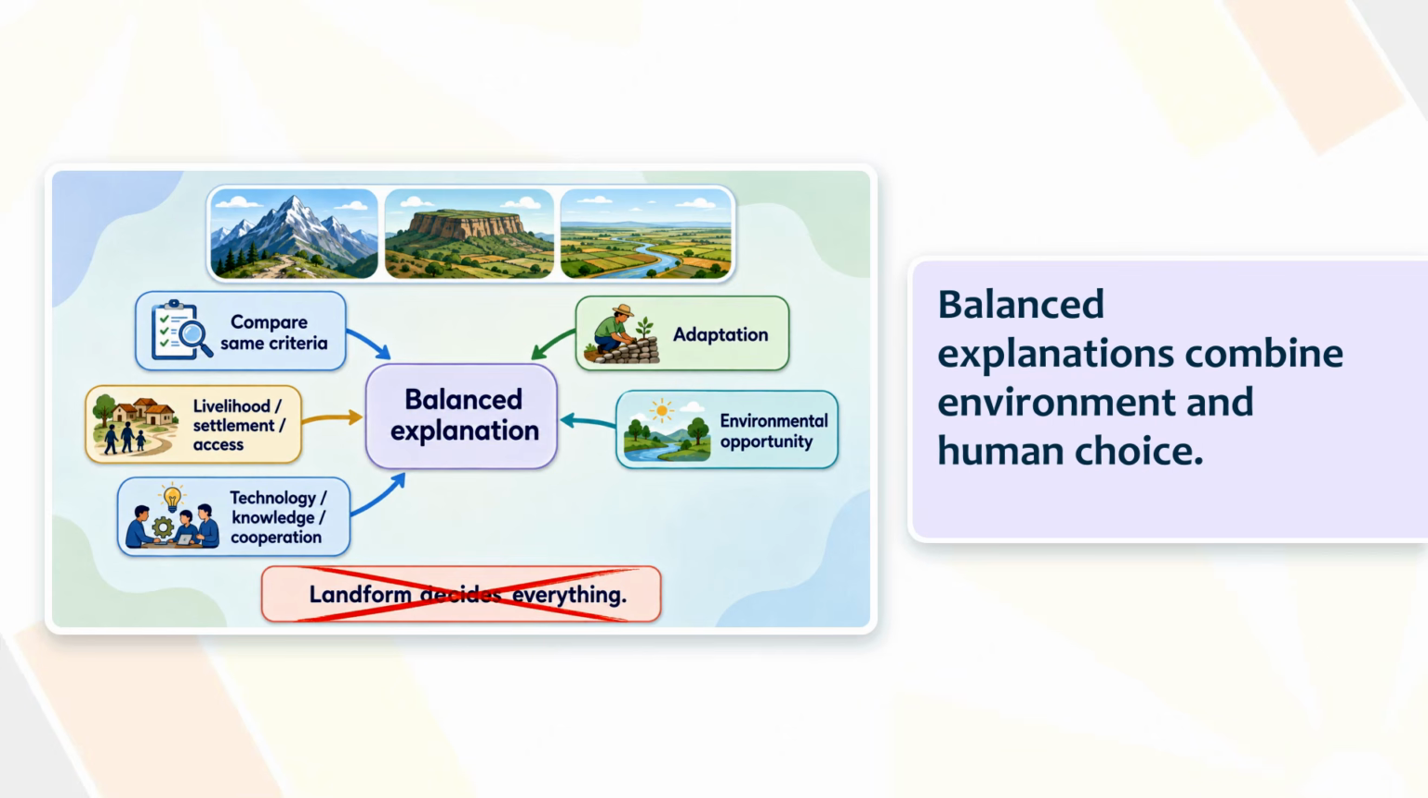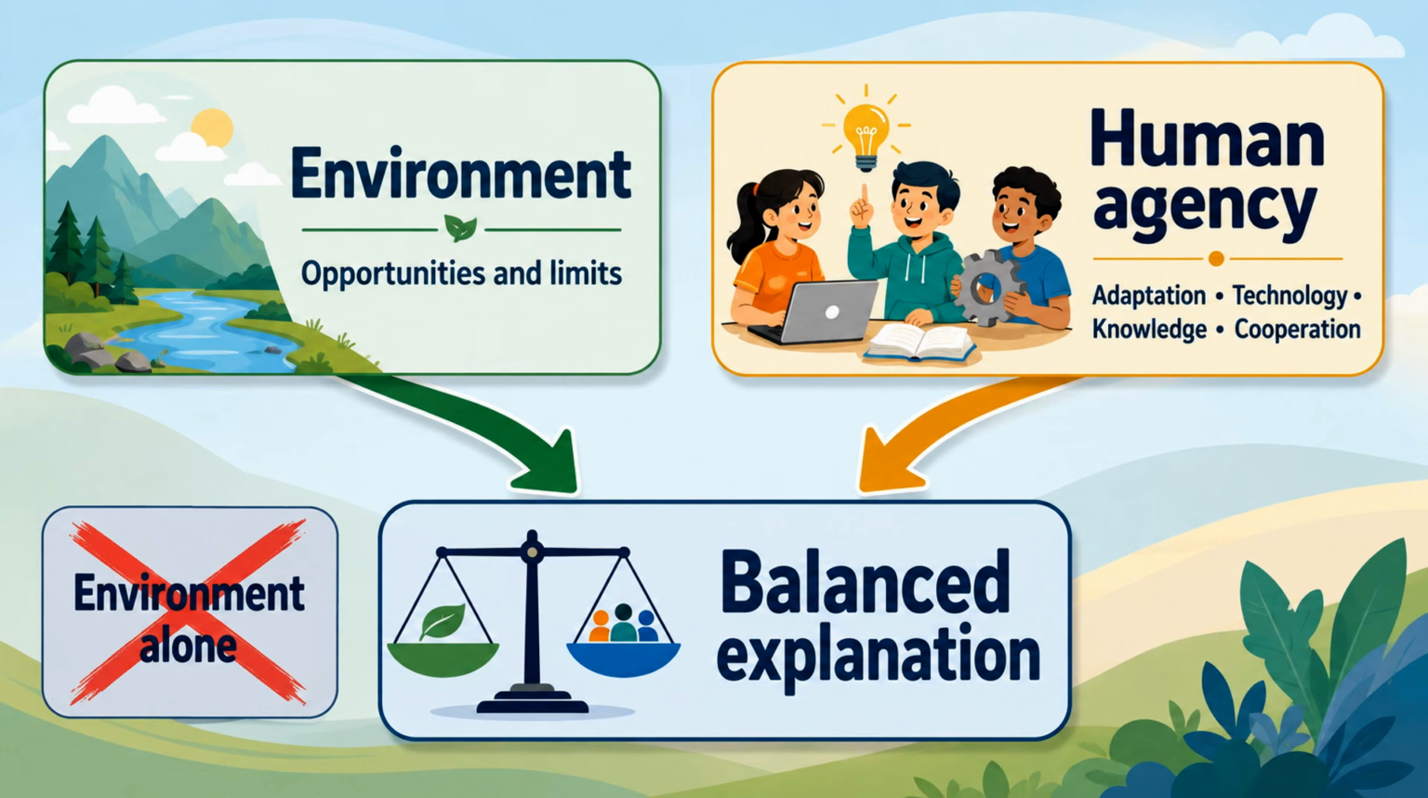The arrows show that no single clue is enough. Balanced explanations combine environment and human choice. Comparison and agency belong in the same account. Start with evidence from the landform and the visible human pattern, but do not stop there. Ask what opportunities or limits the setting creates, how people adapt, and what livelihood, settlement, and accessibility evidence shows. Then consider how technology, knowledge, and cooperation may change the available options. This sequence keeps the explanation geographic without becoming deterministic. It also helps us compare places fairly while leaving room for real human choice.